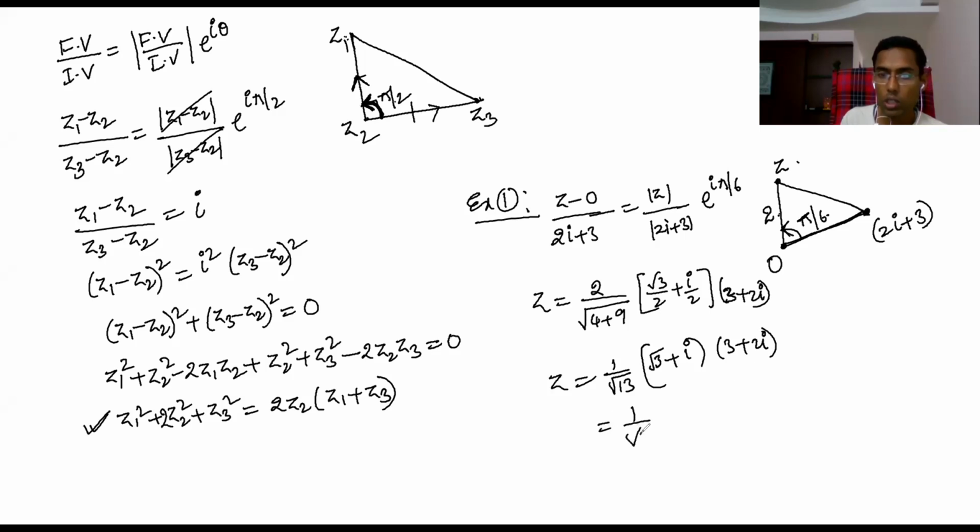So 1 by root 13 into whatever this is: 3 root 3, then minus 2, plus i if I take common, root 3 plus 2i. So 2 root 3i, 2 root 3i plus 3i. So 2 root 3 plus 3i. So this is your answer. Z is like this. You can find Z like that.